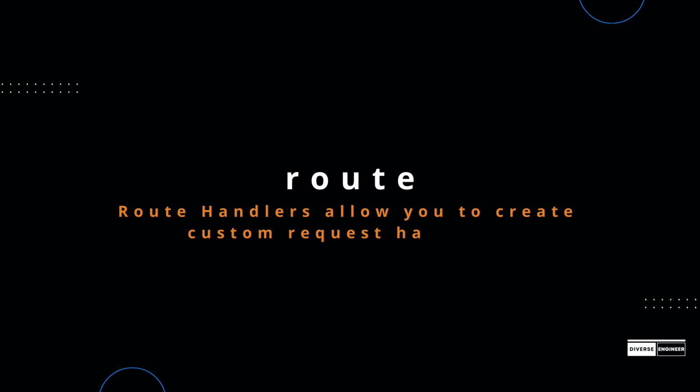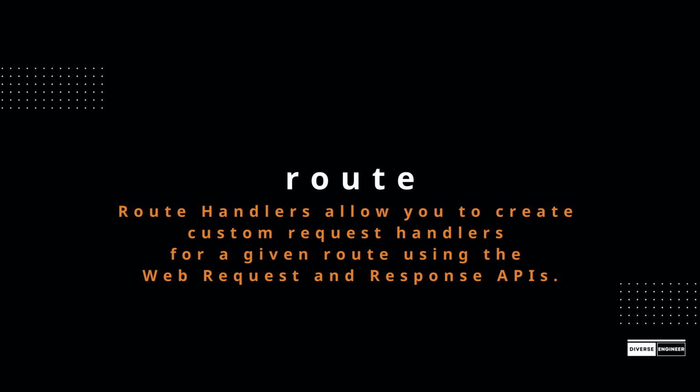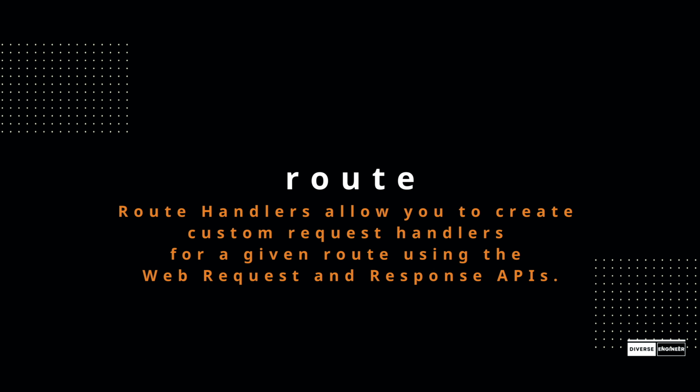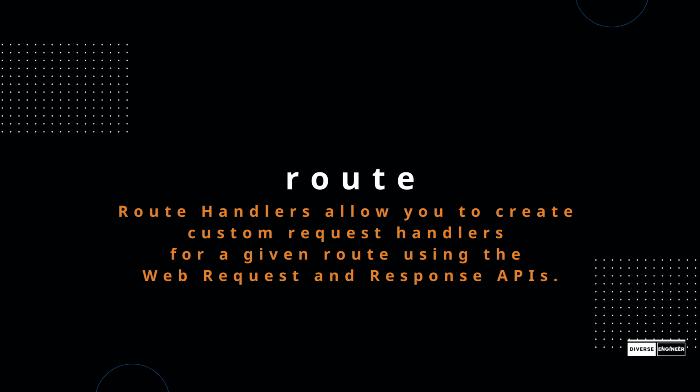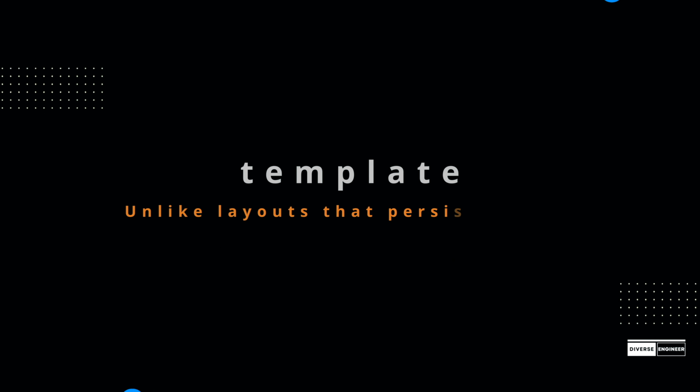Route.js allows you to create custom request handlers for a given route using the web request and response APIs. Route handlers are only available inside the app directory. They are the equivalent of the API routes inside the pages directory, meaning you do not need to use API routes and route handlers together.